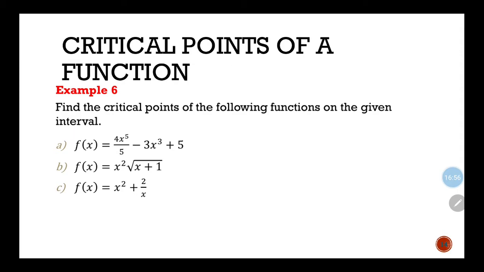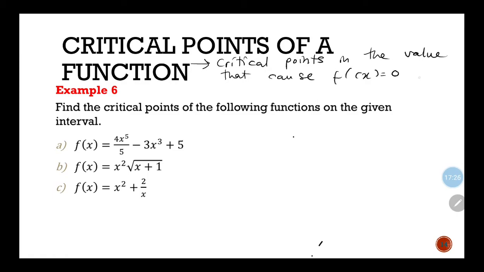Okay, let's see example 6. Quick reminder, what is a critical point? What is a critical point, guys? Critical points are the values or numbers that cause f prime x to be 0 or does not exist.